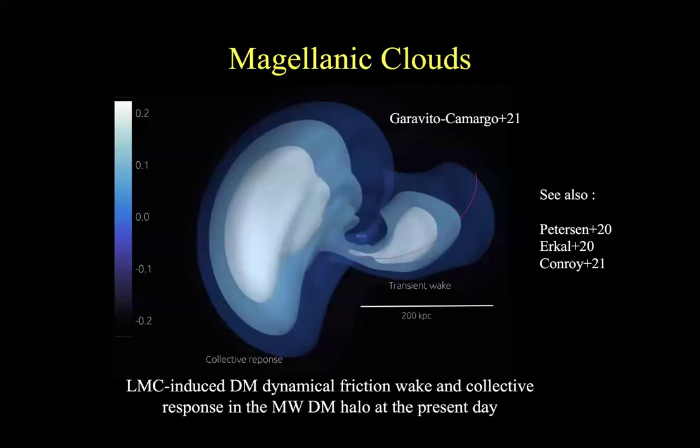And of course, in addition to this, there's also the role that infalling satellites have on disturbing the potential of the host. So there's been a lot of work in recent years trying to understand how considerably big satellites like the LMC and the SMC perturb the halo of the host and shake it up essentially. So you have this sort of wake and response that is due to dynamical friction.